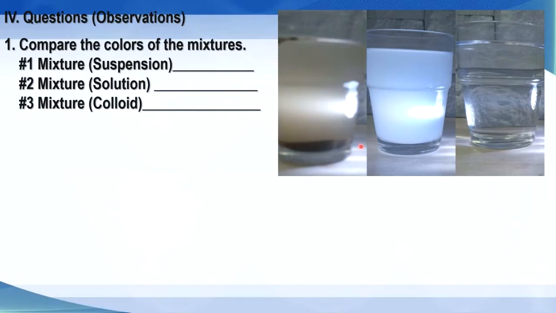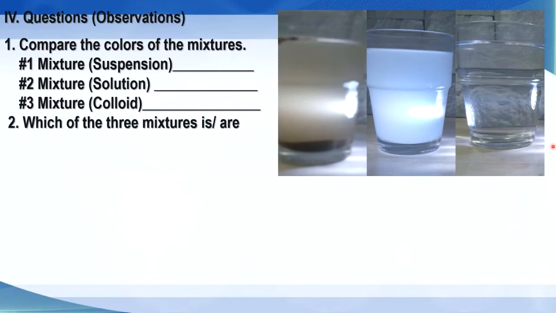Okay, next we have solution of salt or sugar. So, depende kung anong ginamit ninyo. And 3 is the mixture of or tinatawag nating colloid. Yan, mixture 3 is colloid. Yan. So, anong mga kulay nila? So, transparent, translucent, opaque.